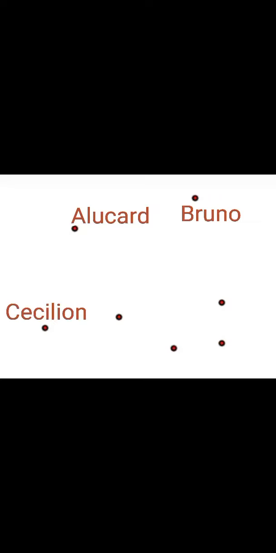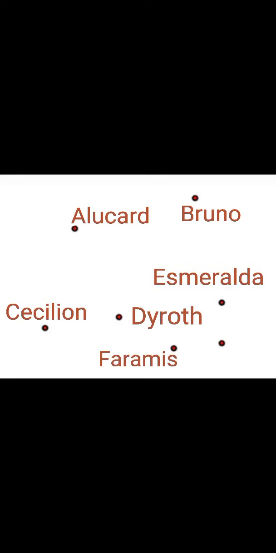How about Alucard and Bruno? That'd be good. Maybe Sicilian, Dyrot. How about Esmeralda and Faramis? Let's see. Gatot. Perfect. You know, on second thought, those names are kind of long and complicated. Why don't we use the first letters of each name instead? Then now if I say, look at point A or look at point B, you know exactly what I'm talking about. In fact, let's do that.